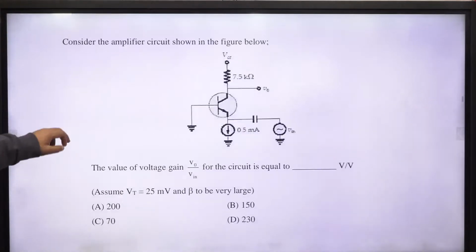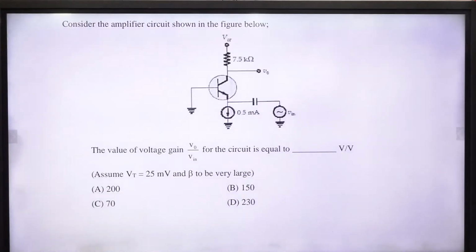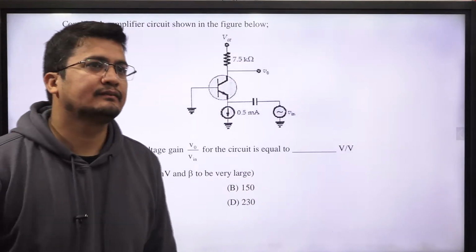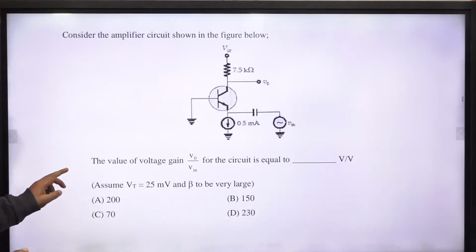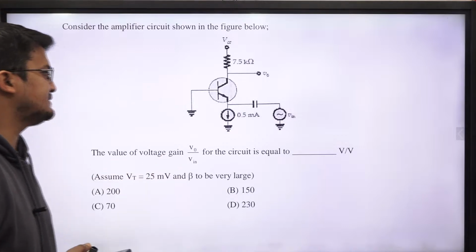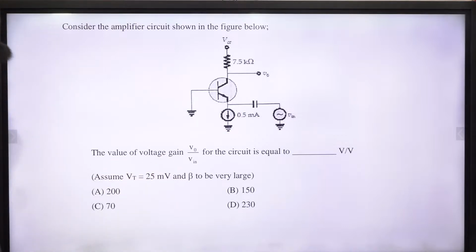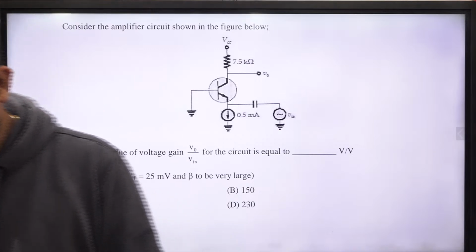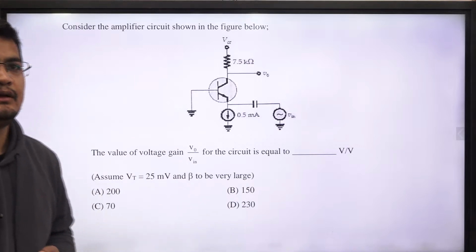Again, guys, the next question is on your screen, and this question is from analog electronics. Please tell me what will be the answer for this. Consider the amplifier circuit shown below, the value of the voltage gain. This is from analog electronics. What will be the answer for this? Do it fast, please. Come up, come up.